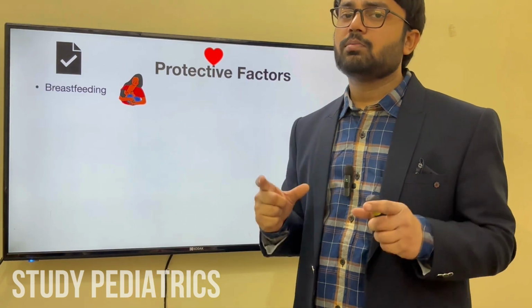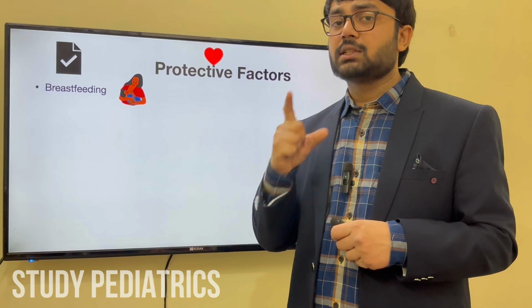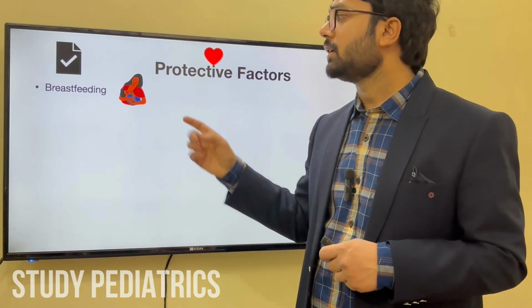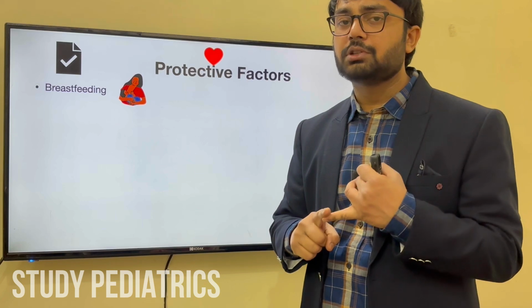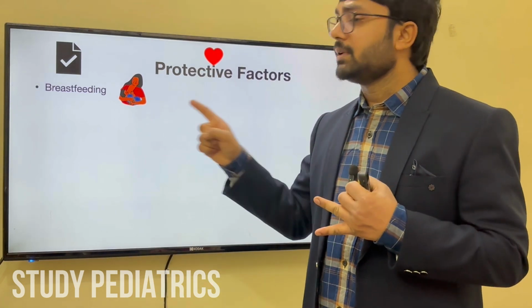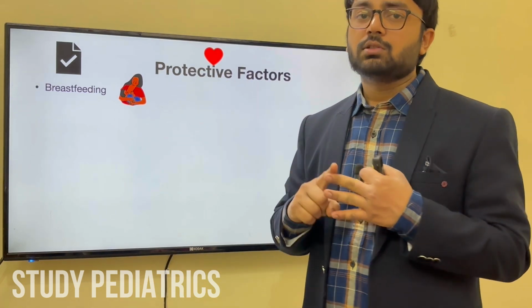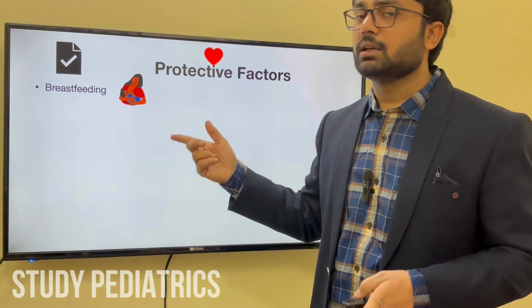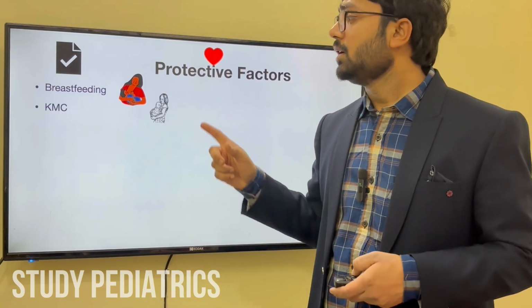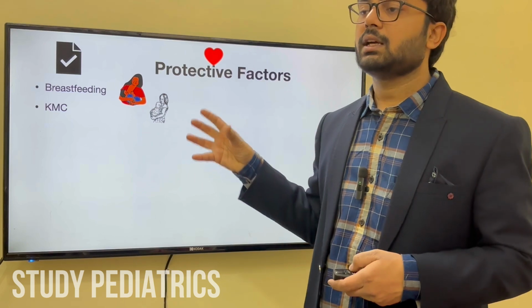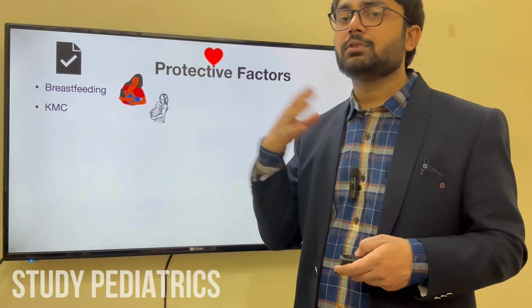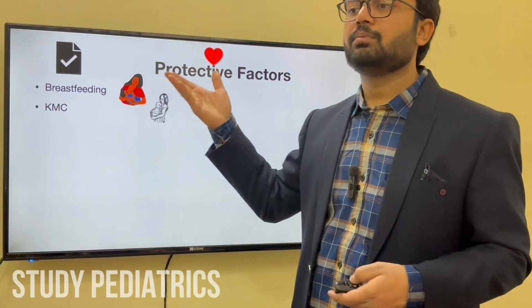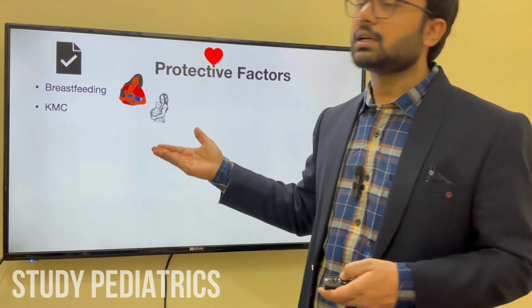First factor, the most important, is breastfeeding. A breastfed child is likely to develop better than a non-breastfed child. So breastfeeding provides adequate nutrition. It provides basically immunity. Breastfeeding also provides certain factors which help in brain development. So breastfeeding is very important. Next comes KMC, kangaroo mother care. It is basically providing warmth to the baby so that the baby develops more. It is more important in a premature or low birth weight child.